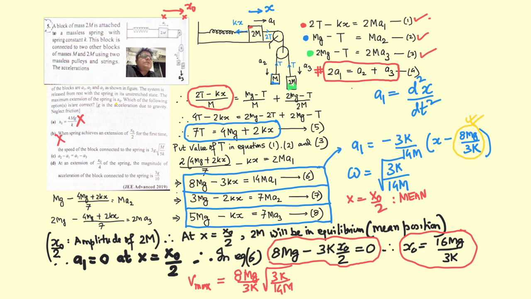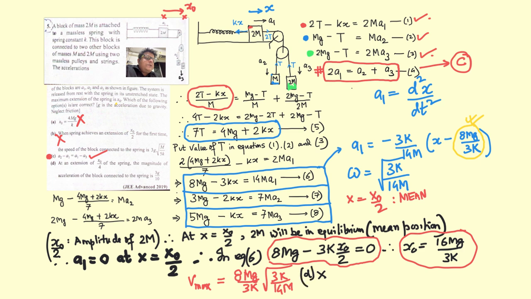Now C is obviously correct. See, that is the constraint equation, this C and this equation 4. So this is obviously correct. And if you look at D, at an extension x naught by 4, the magnitude of acceleration of the block connected to the spring. So put x equal to x naught by 4.